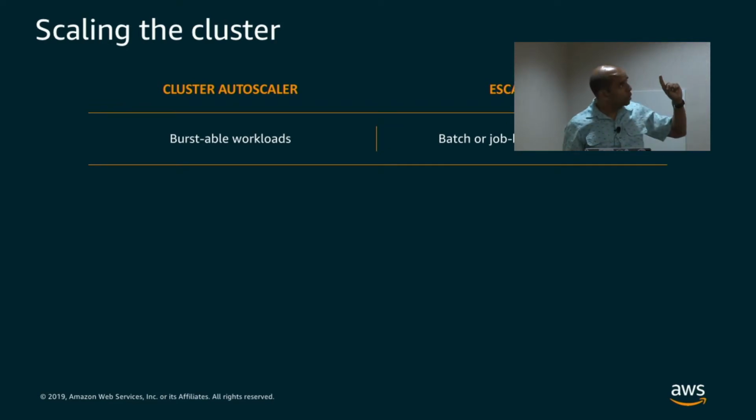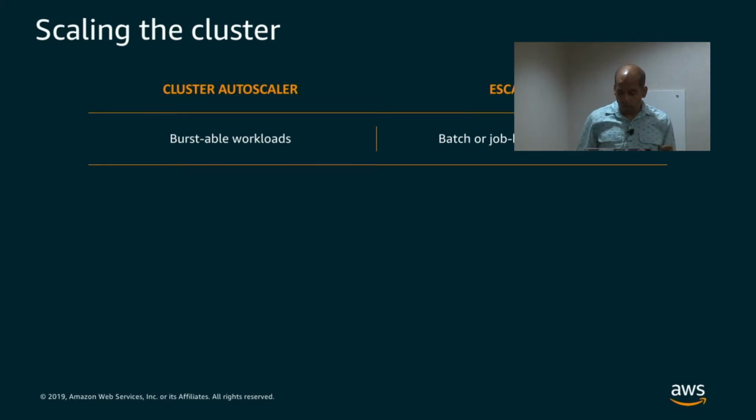Now, that is okay for burstable workloads, stateless workloads. But if you go on the other side, Escalator is targeted towards batch or job-based workloads, which is what is more suited for machine learning workloads. Why so? Because machine learning training typically runs for hours, sometimes days. You don't want the job to be terminated if the cluster is running out of capacity or if it needs to move it around.